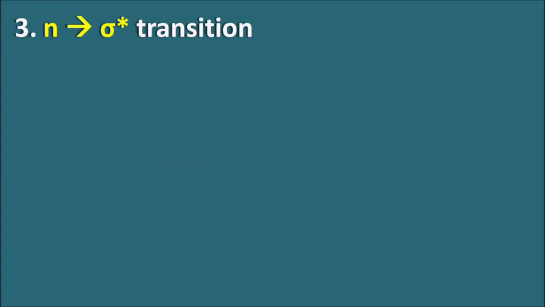Now let us see the third type of transition, n to sigma star transition. In order to show n to sigma star transition, the molecule should have n electrons as well as sigma electrons. So which type of molecules have n electrons? For example, let us take ethanol. Ethanol has sigma electrons as well as n electrons, so it can show n to sigma star transition along with the sigma to sigma transition.